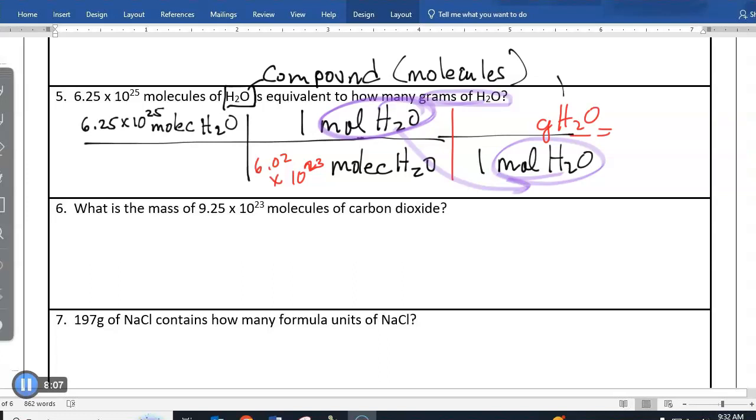2 H's, 1 gram each. So 1 plus 1. Oxygen is 16. A couple of you keep putting 12 for oxygen on a couple of quizzes, I noticed. So oxygen, look again, is 15.999. So round that to 16. So we have a total of 18 grams of water for every mole. That's the molar mass, okay?